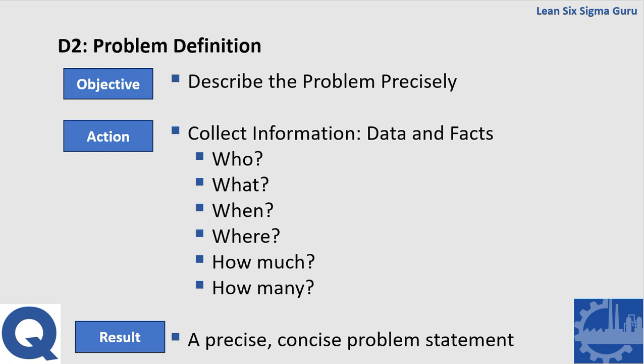When working this step, we have an objective, and that objective is to describe the problem in precise terms. The actions here are to collect the information, the data, and the facts, asking a lot of questions to help us define the problem, such as who, what, when, where, how much, how many. This information, when combined together, helps us to understand the problem in precise and concise terms. By concise, we mean that the problem definition should be very, very clear, to be done in just a few lines in order to help us to understand exactly what problem we're trying to solve.